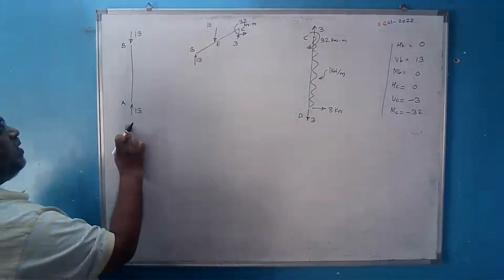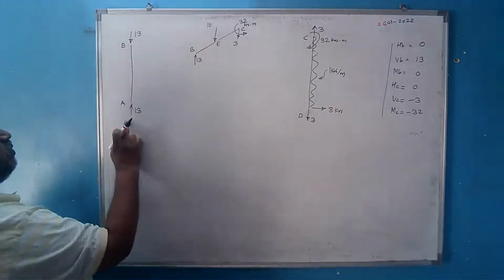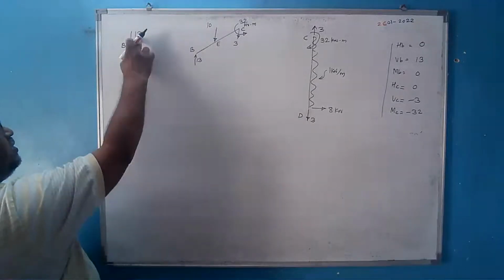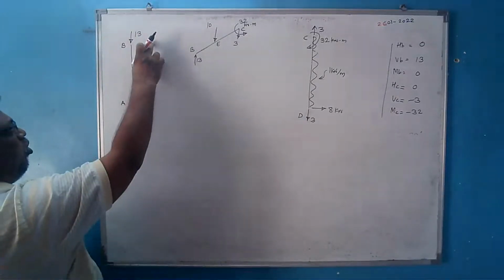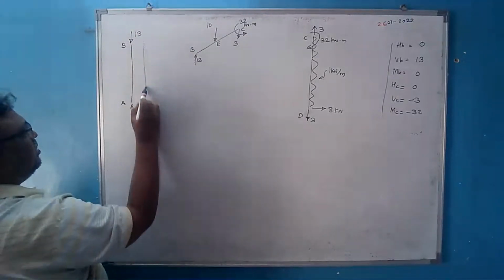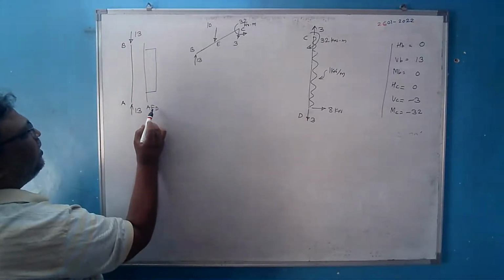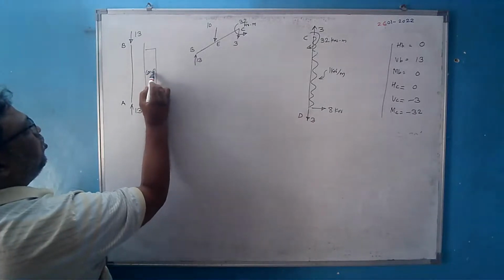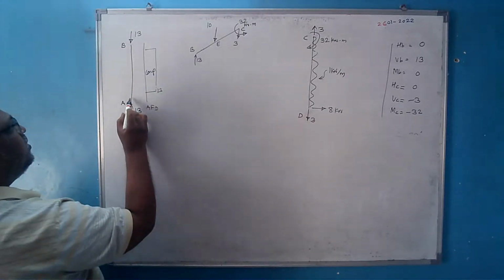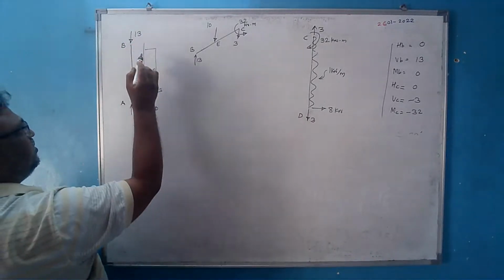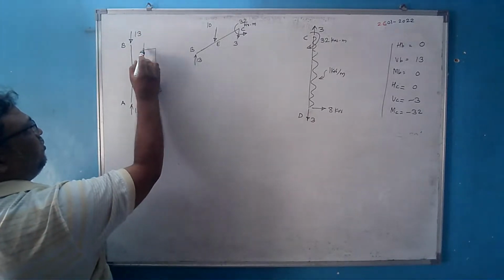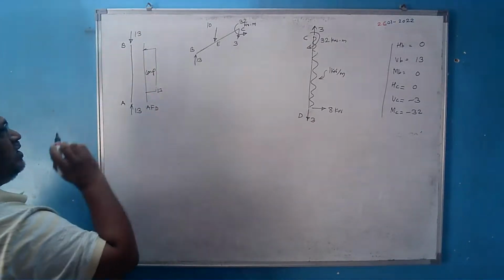What about this member AB? If you see for this member AB, these are the axial forces only and they are compressive in nature. So sketch this, and here you sketch the axial force diagram. This is AFD and this is compressive. The magnitude here is 13. There is no force here and the 13 acting in the opposite direction, so that will go back to 0. So this is the axial force diagram.